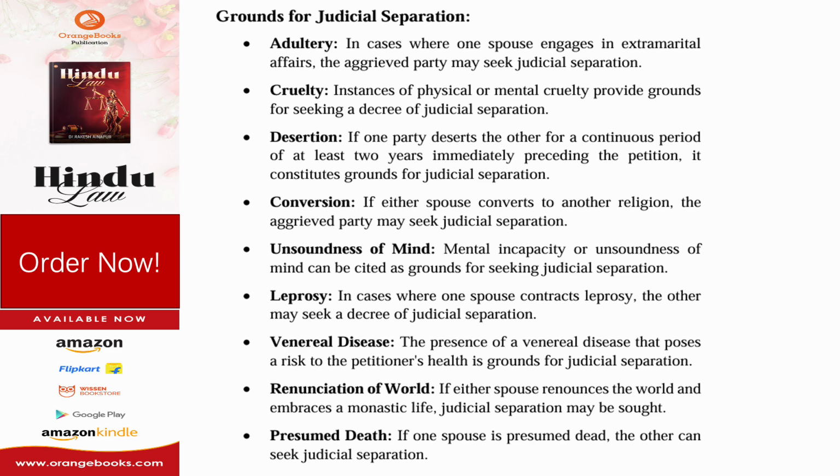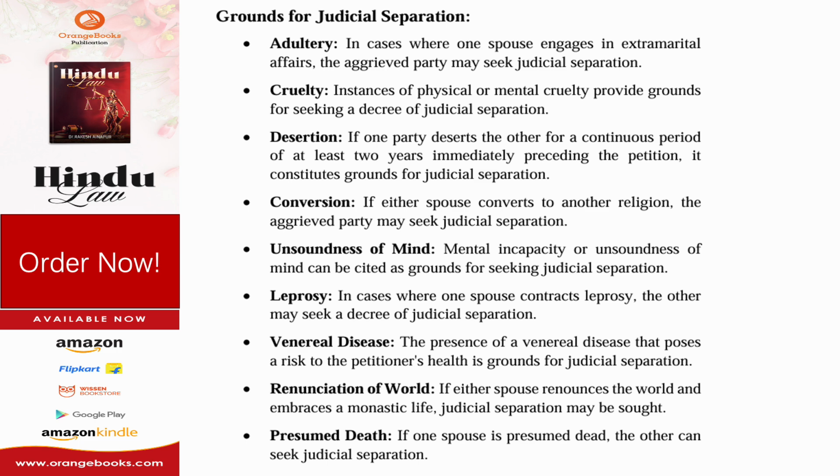Adultery, which is nothing but an extramarital affair: where one party gets involved in an extramarital affair, the aggrieved party may seek judicial separation. Generally judicial separation will be for 1 year. It is not a divorce. Divorce is a completely different topic. Judicial separation is a temporary suspension, that's it. A temporary suspension of conjugal rights.